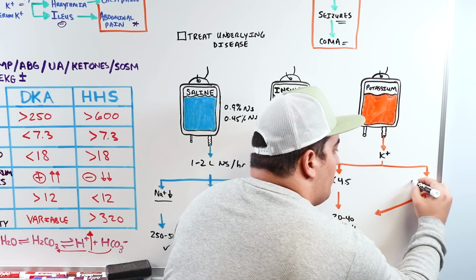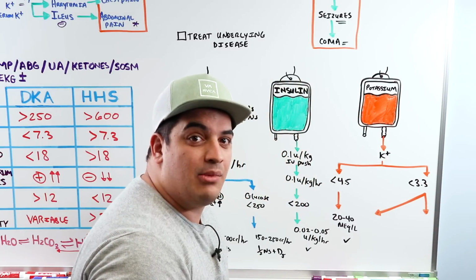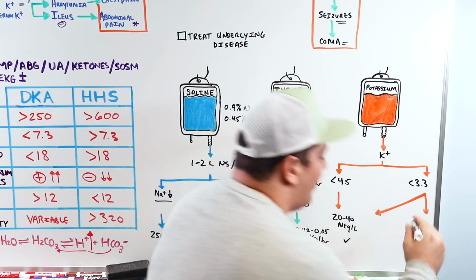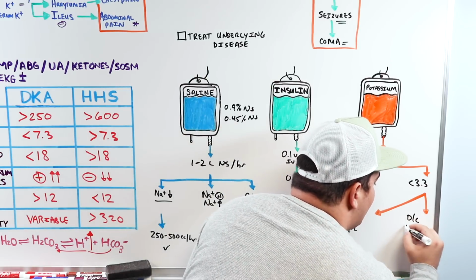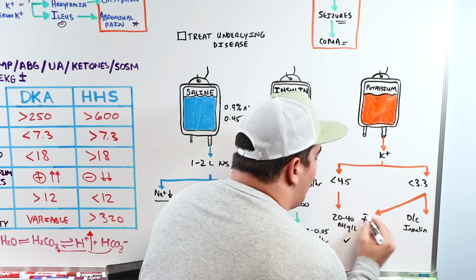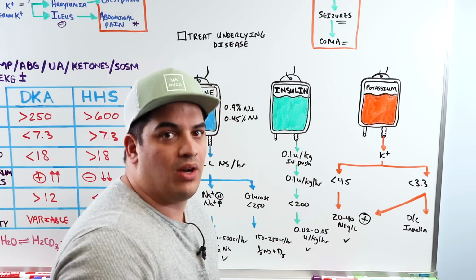The problem is, if we give too much insulin and it drops our potassium too low, pushing too much of the potassium inside of our cells, and the potassium drops to less than 3.3, let's stop the insulin drip. Let's discontinue the insulin for a little bit, go ahead and give them 20 to 40 milliequivalents per liter, recheck it, and see if we can then restart the insulin.